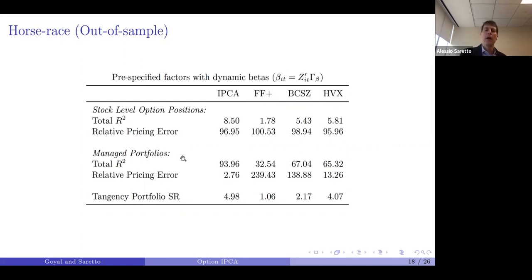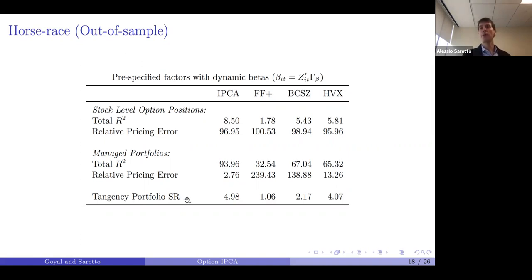Okay, so what do you see? Again, let's start from managed portfolios. IPCA is going to do a much better job in terms of pricing errors. Okay, although again, noticeably, Aurelio's model does quite well. The R-squares are a lot higher. If you go to the stock level, again, R-squares are a lot higher for IPCA. Pricing errors here are a lot closer. As a matter of fact, Aurelio's model does just a tiny bit better. Okay.